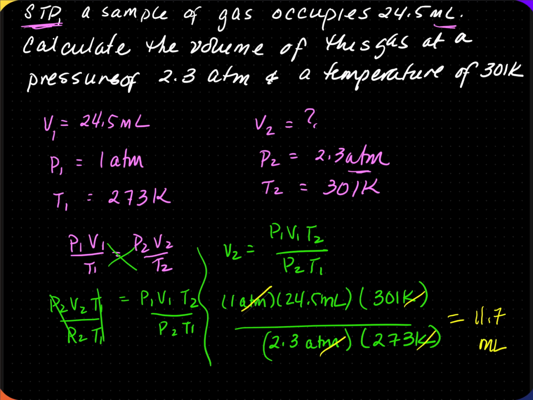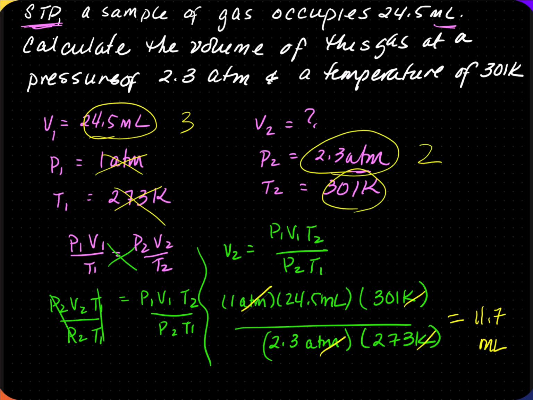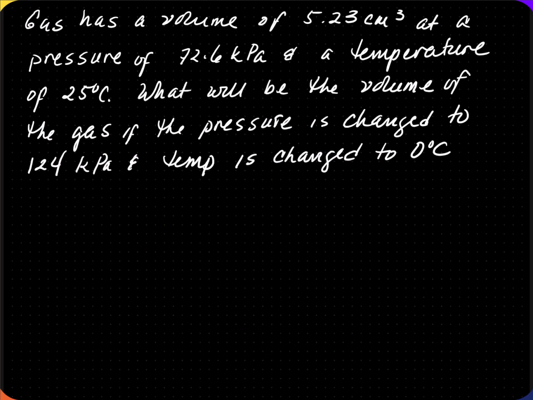So if we count the number of sig figs, there's 3 sig figs here. These don't count because these are constants. There's 2 here, and there's 3 here, so my final answer should have 2. So it should be 1, 2. I look 1 to the right, so this is 12 milliliters. Pause the video, try this problem on your own, and then check your answer.